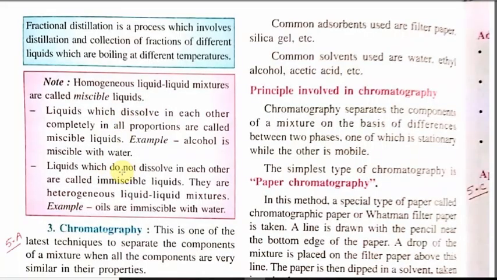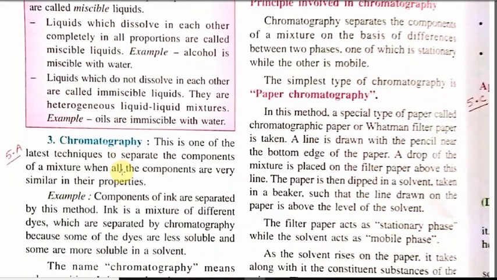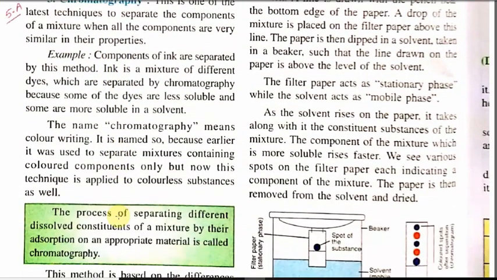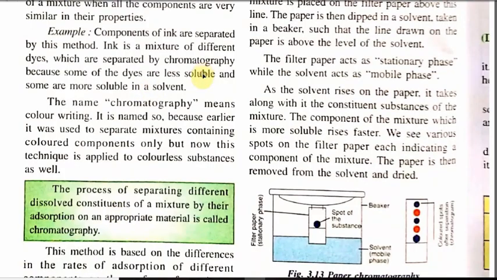Now there are some liquids which are not dissolved or which are not soluble in each other, so they are called immiscible liquids. Next process is called chromatography. This is one of the latest techniques to separate components of a mixture when all components are very similar in their properties. It means we can use it to separate the color components. Components of ink are separated by this method. Ink is a mixture of different dyes which are separated by chromatography.